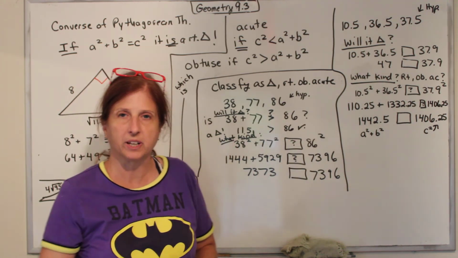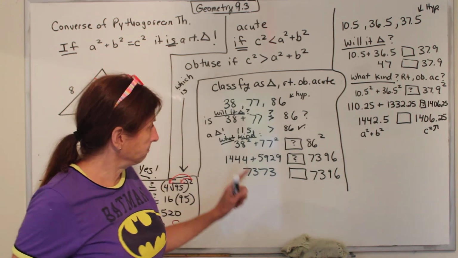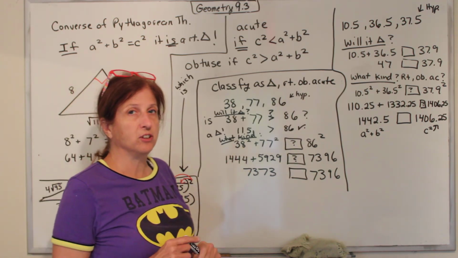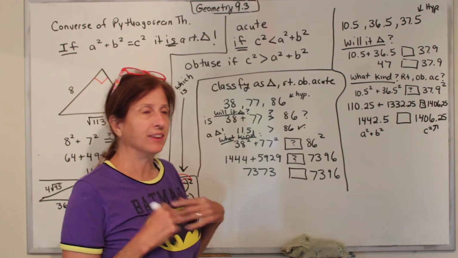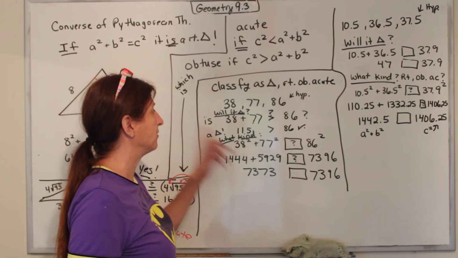Rhett and Link do "Will It Taco?" We do "Will It Triangle?" Alright, they're fellow YouTubers. I'm a math influencer.